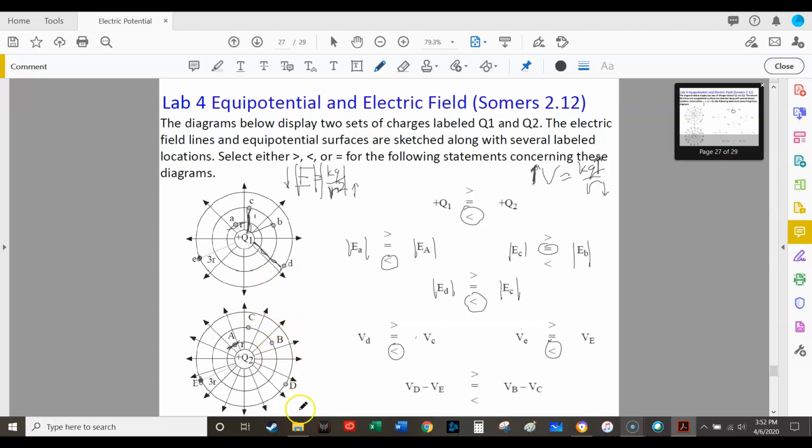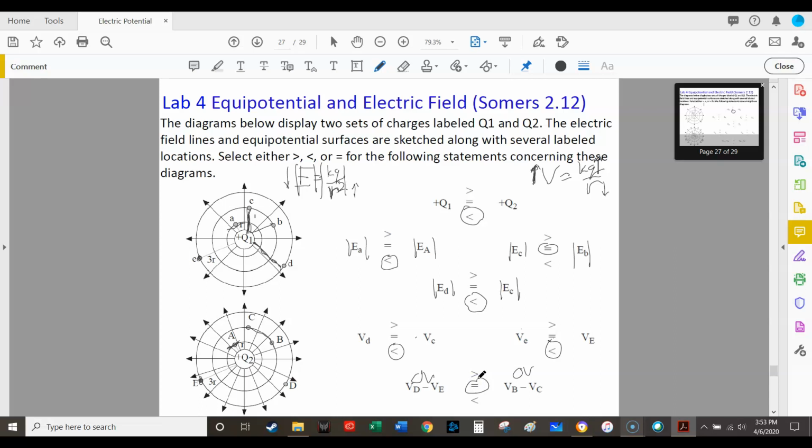The last one, we're now doing a voltage difference part. What's the voltage difference from D to E? Well, that's on the same voltage line, so this is going to be 0 volts. BC is also on the same line, so that voltage difference is going to be 0 volts. That means they're going to be equal. All right.